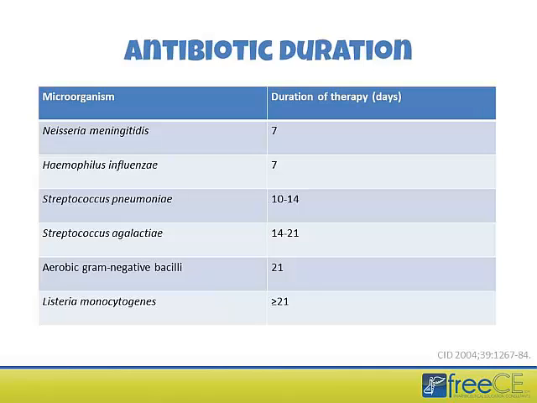Aerobic gram-negative bacilli, we go a little bit longer to 21 days. And then Listeria, we're going for at least 21 days, potentially longer than that, depending on how the person responds. So knowing our microorganism really helps us determine the length of time that someone is going to need to be treated with antibiotics.